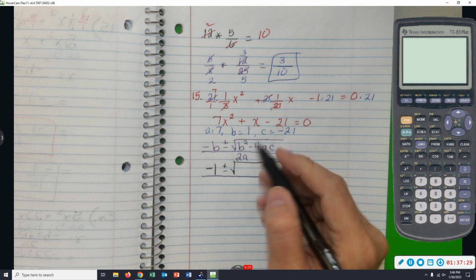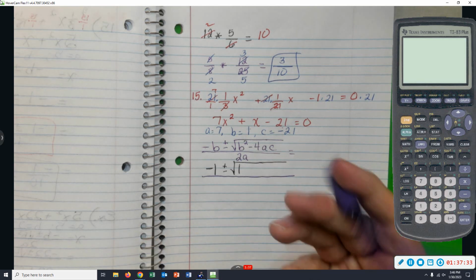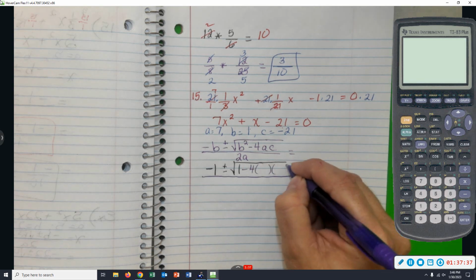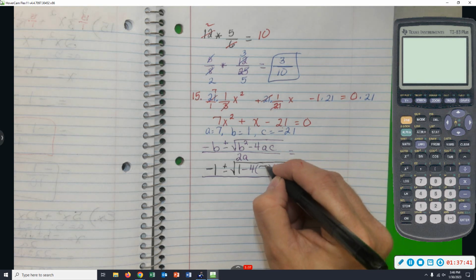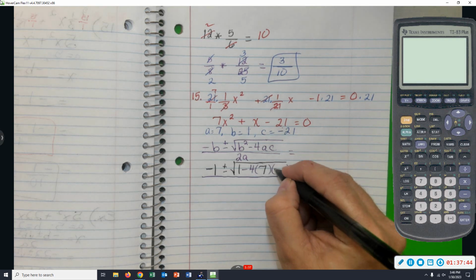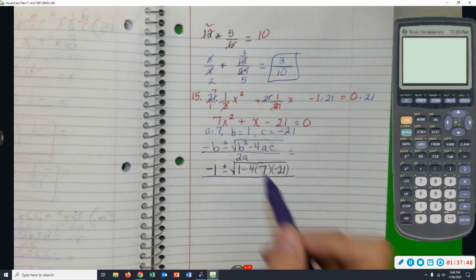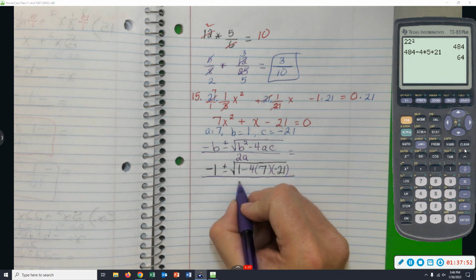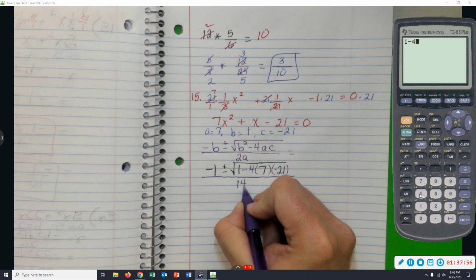Let's see. B squared, I can do that in my head, right? 1 times 1 minus 4 times A times C. A is 7. C is negative 21. Tim, when I'm writing this, you want to be punching that in. And what number do I have on the bottom? 2 times A. 14. Is that what I'm hearing?